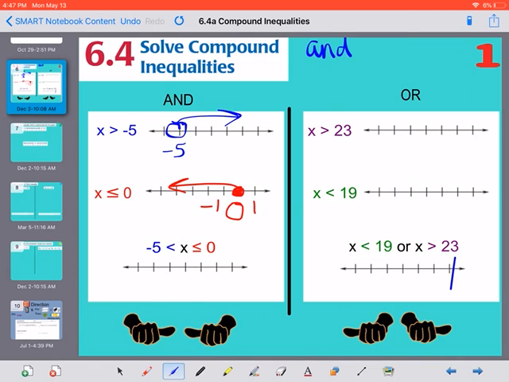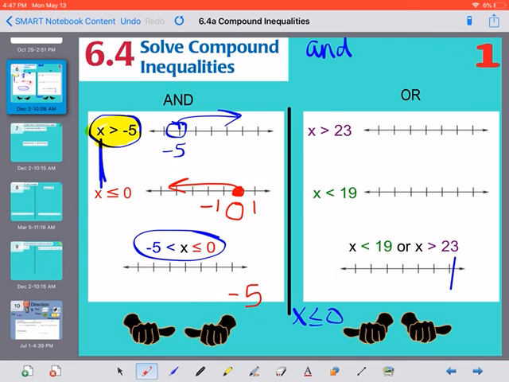for example, with the x in the middle, we can have x is less than or equal to 0, but we would need to flip this one around so that we can join the two x's and write it as one big inequality. So if I flip that around, we will have negative 5, the symbol, and x. So instead of writing them separately, we just combine these two letters together and we write negative 5 is less than x is less than or equal to 0. And we write it as one big inequality.